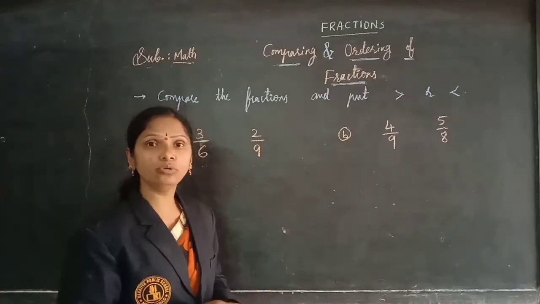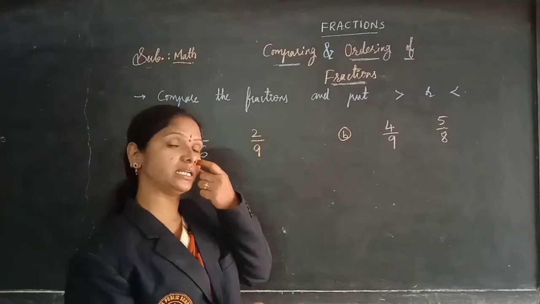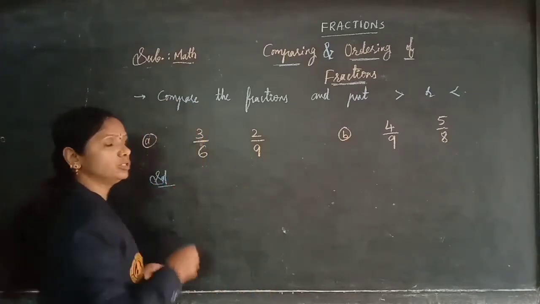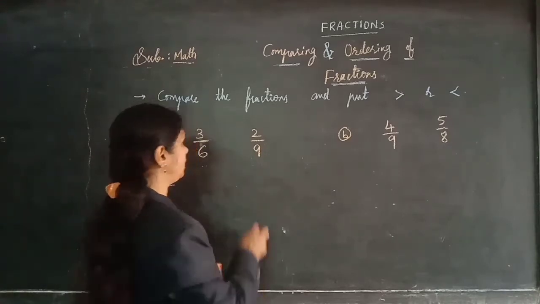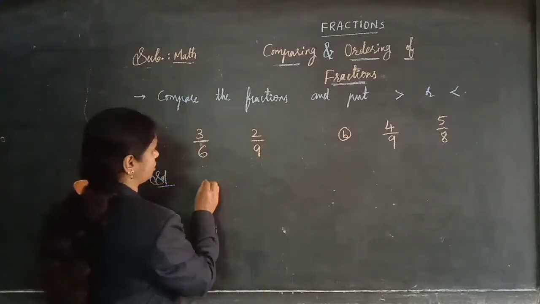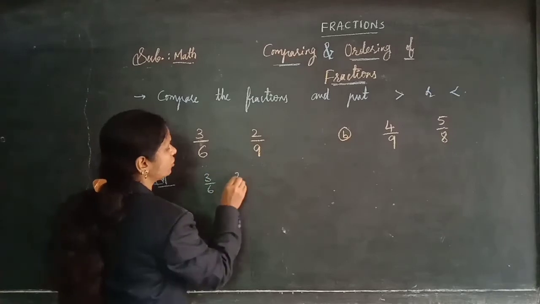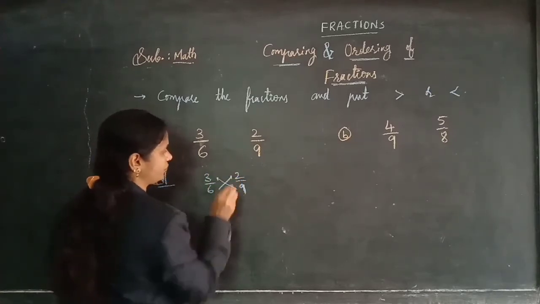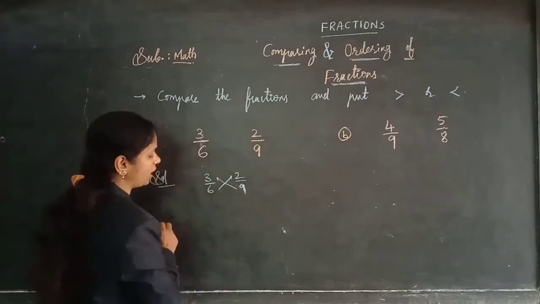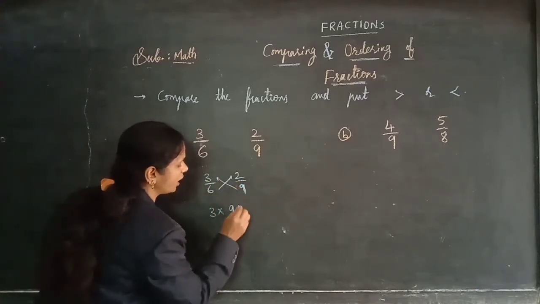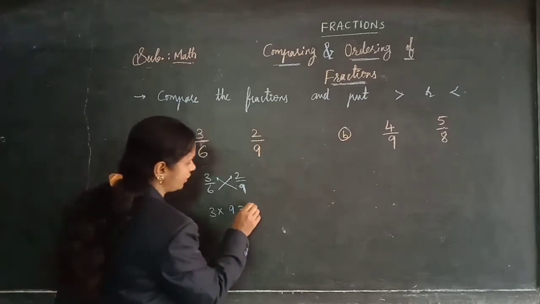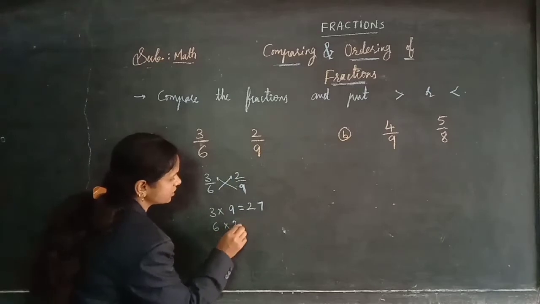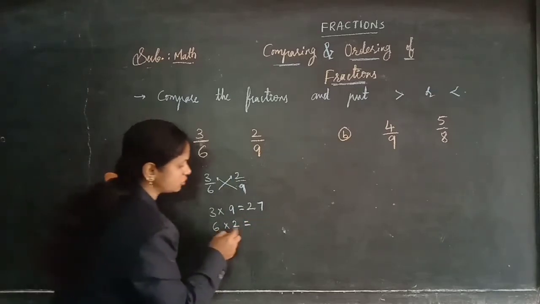Now how to do this if the numerators and denominators are different? Here we need to do cross multiplication. It is the cross multiplication method, children. So 3 by 6 and 2 by 9 are given. You do cross multiplication of these two. First 3 into 9. 3 nines are 27. And next 6 into 2. 6 twos are 12.